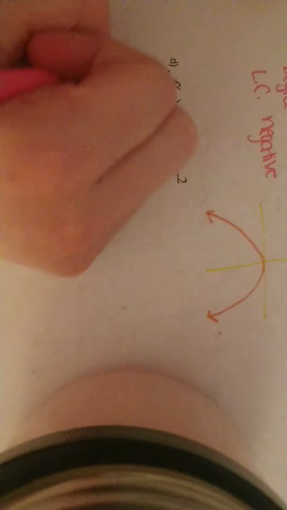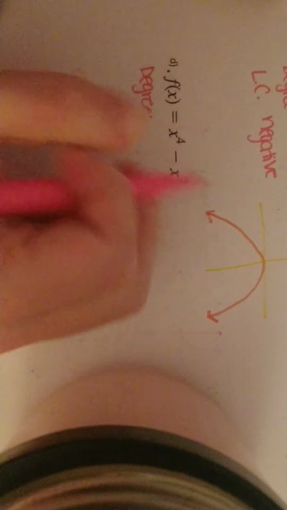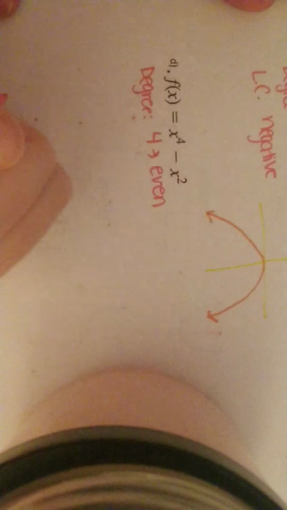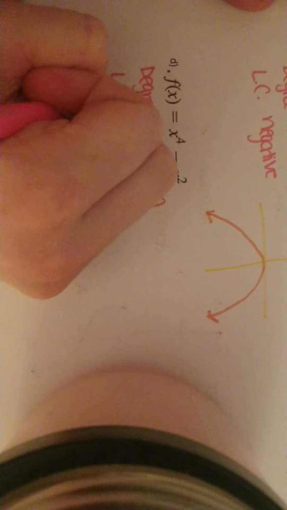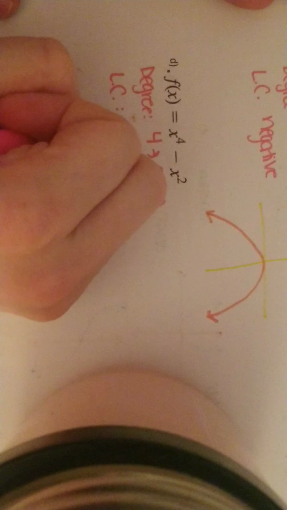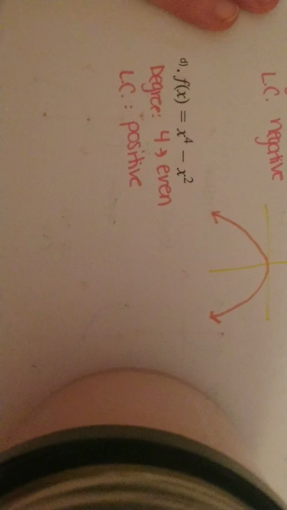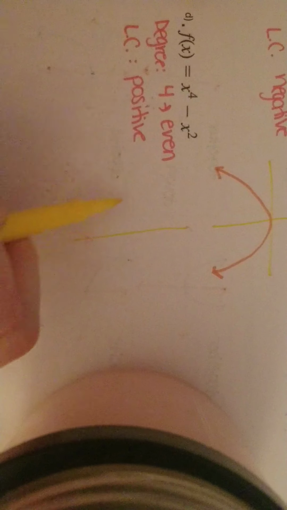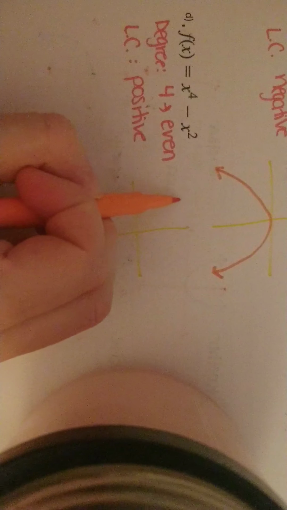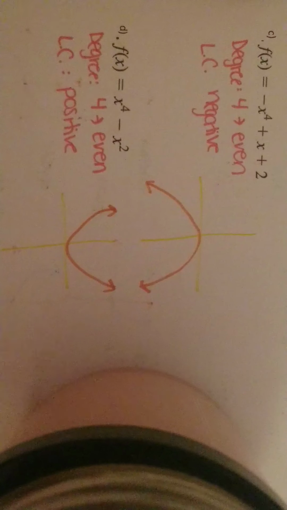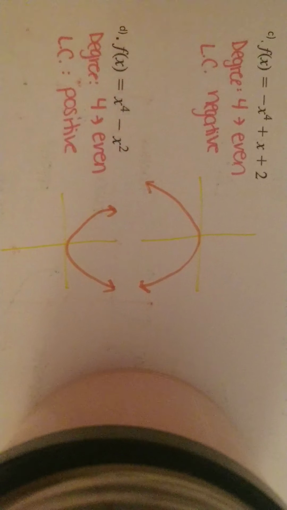So in this case, our degree, our highest exponent is 4, which is an even number. And our leading coefficient, in this case, there's no negative sign, so it's positive. All right, so we have an even degree, so that means they're going together. And positive means up. So they're going to be going together and up. So it'll look something like this. And if you notice, even and negative and even and positive are just flipped versions of each other as well.